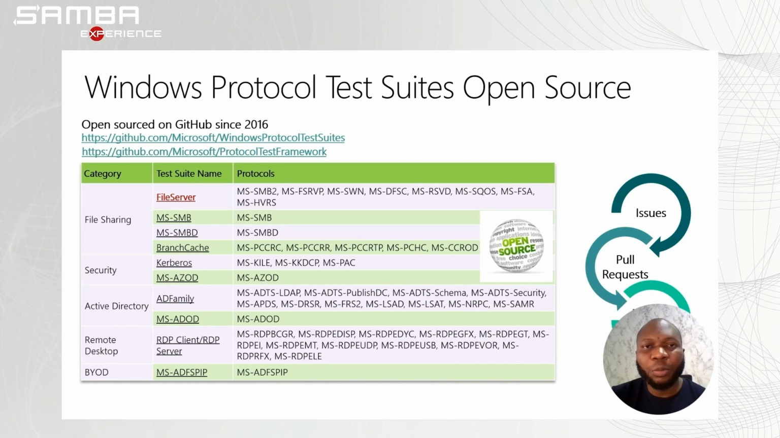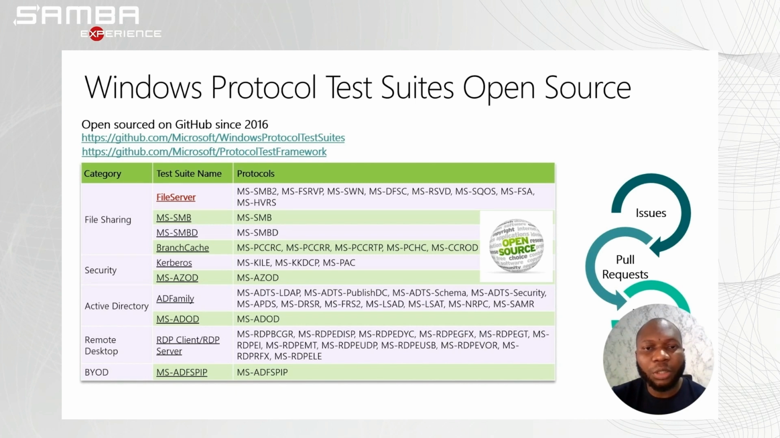All the various Windows protocol test suites are open sourced and have been available on GitHub since 2016. The links to the GitHub projects are on the slides. In total, we have 11 test suites available covering 6 different categories. For file sharing, we've got the FileServer test suite, which is the focus of this session. But we've also got the MS-SMB test suite for SMB versions prior to version 2, and MS-SMBD or SMB Direct for SMB over RDMA.